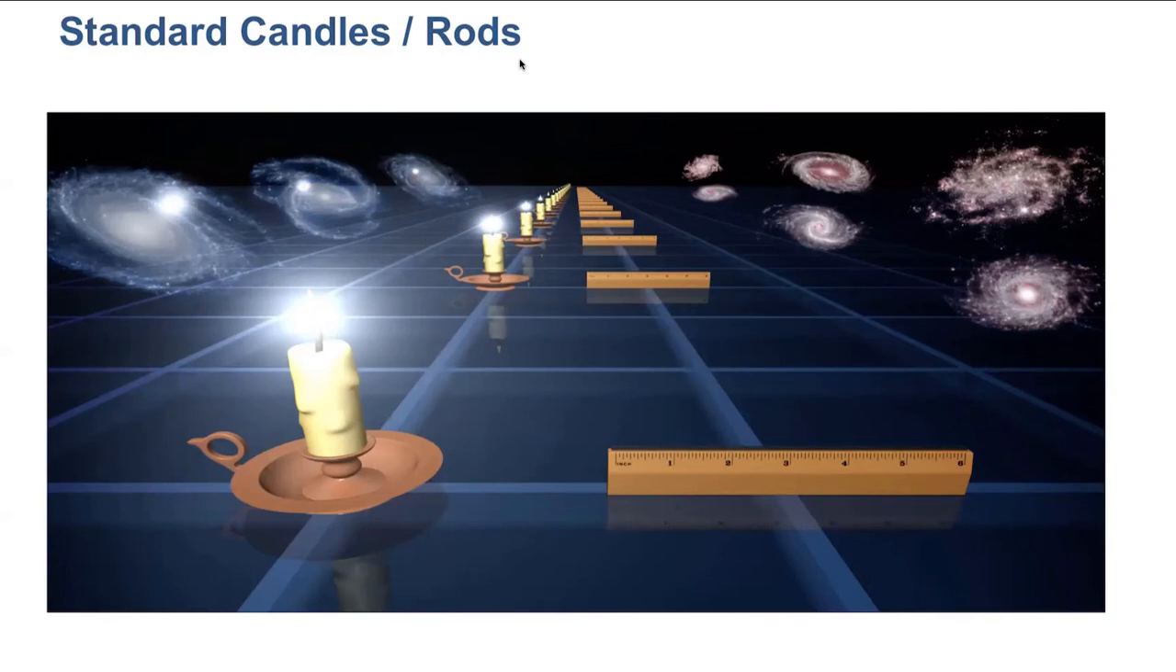Standard rods works in the same way. If you have an object like a ruler or a meter stick whose length you know, then the further that object gets away, the smaller that rod will appear, the smaller that ruler, that length will appear. And so if you know that a particular kind of galaxy always has the same diameter, you can use the angular size of that galaxy on the sky to determine how far away that galaxy is.